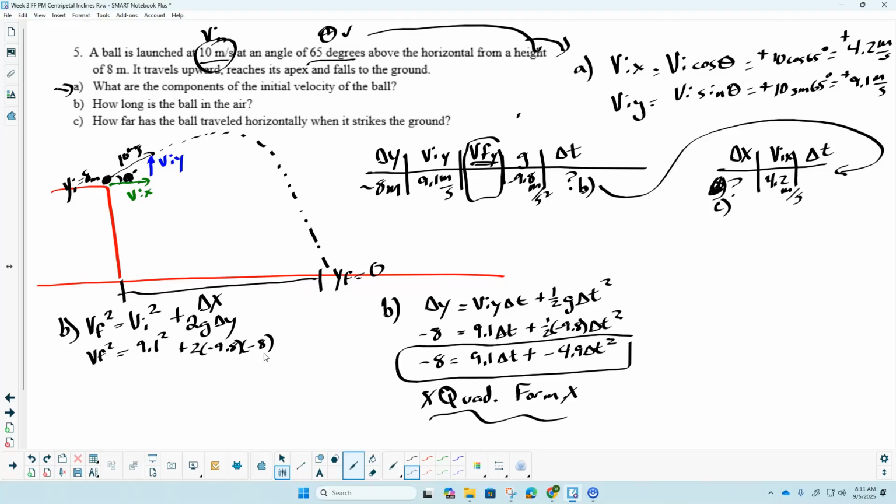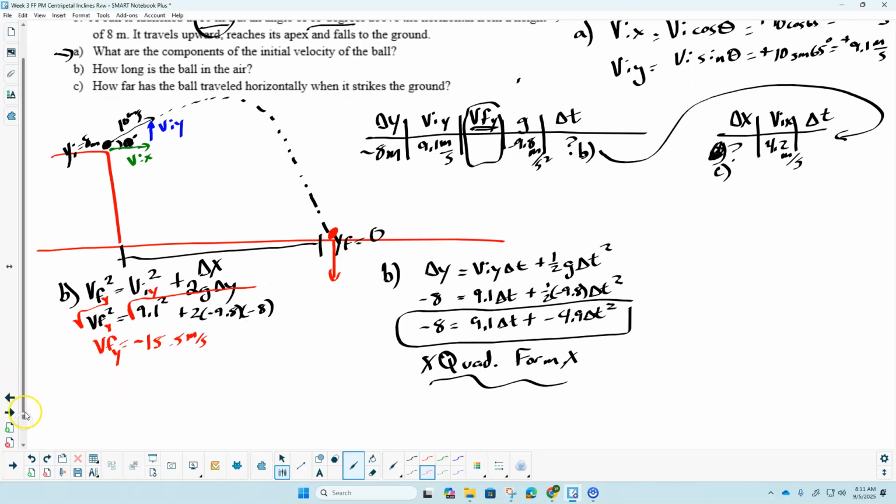So when I plug into that, I will take a square root of both sides. And you get Vf is equal to, and your calculator just tells you the positive, 15.5. So this is VFY, just to be clear. When it gets back to the ground, is it going up at 15.5 or down? It should be down, so this is a negative value. So negative 15.5 meters per second is the value for VFY.